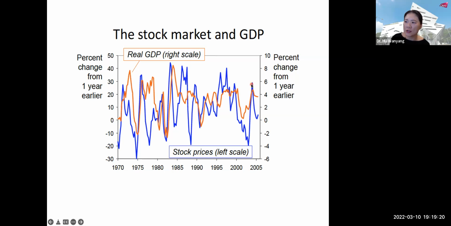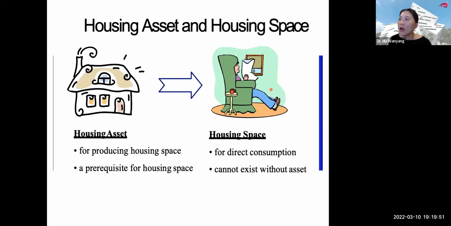So we see that it fluctuated not entirely in parallel, but there might be some lag because it relates to expectation. The stock price change will lag a little bit behind the GDP change. Okay. Because it happens actually ahead of the GDP fluctuation. Okay, so now we come back to our discussion on residential investment.